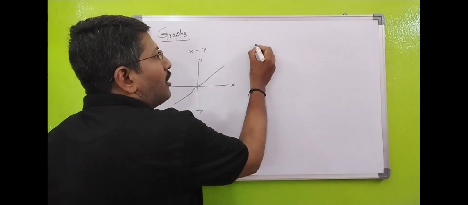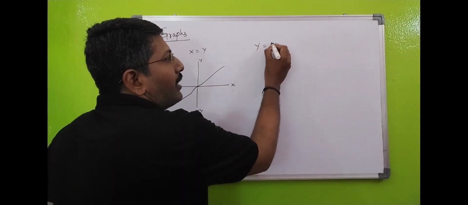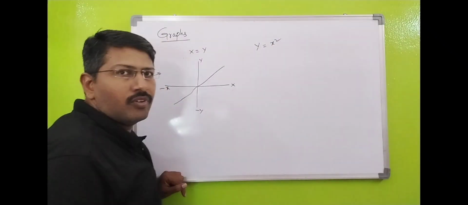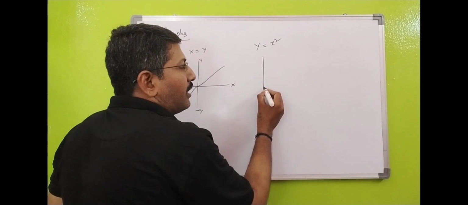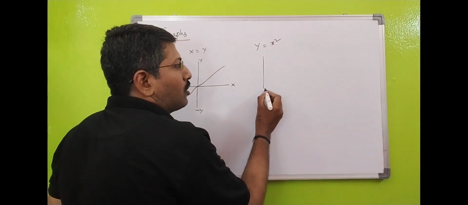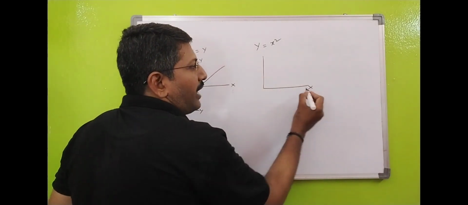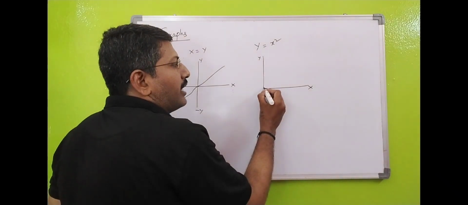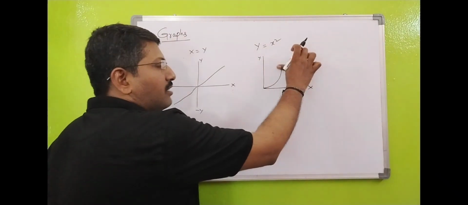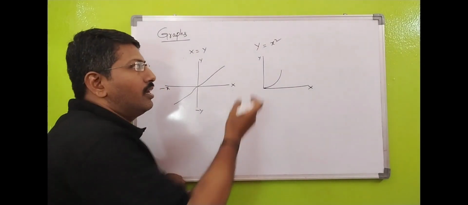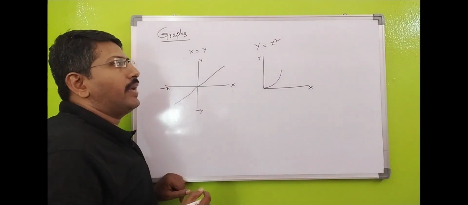If anybody asks the question, y is equal to x square, definitely you will get only the first quadrant. Here this is x, this is y. The nature of the graph is like this only. So this is y equal to x square.